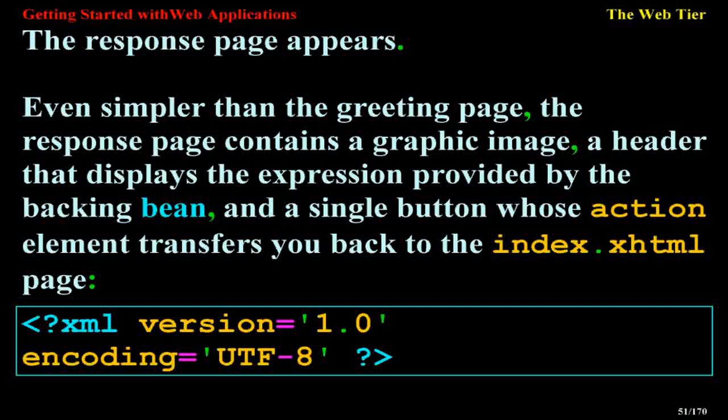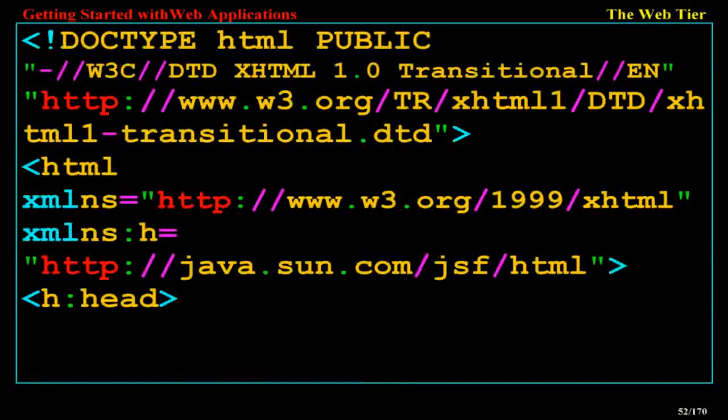index.xhtml page. xml version="1.0" encoding="UTF-8". DOCTYPE html PUBLIC "-//W3C//DTD XHTML 1.0 Transitional//EN" "http://www.w3.org/TR/xhtml1/DTD/xhtml1-transitional.dtd". html xmlns="http://www.w3.org/1999/xhtml" xmlns:h="http://java.sun.com/jsf/html". h:head.